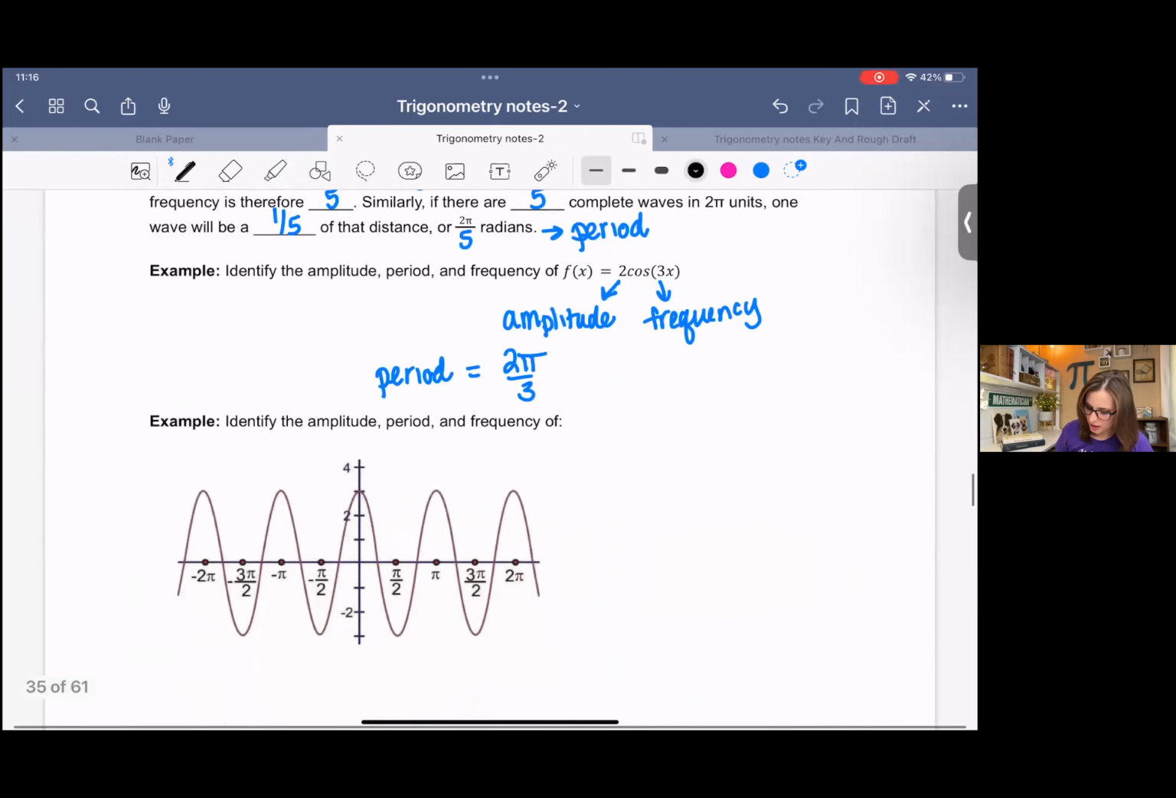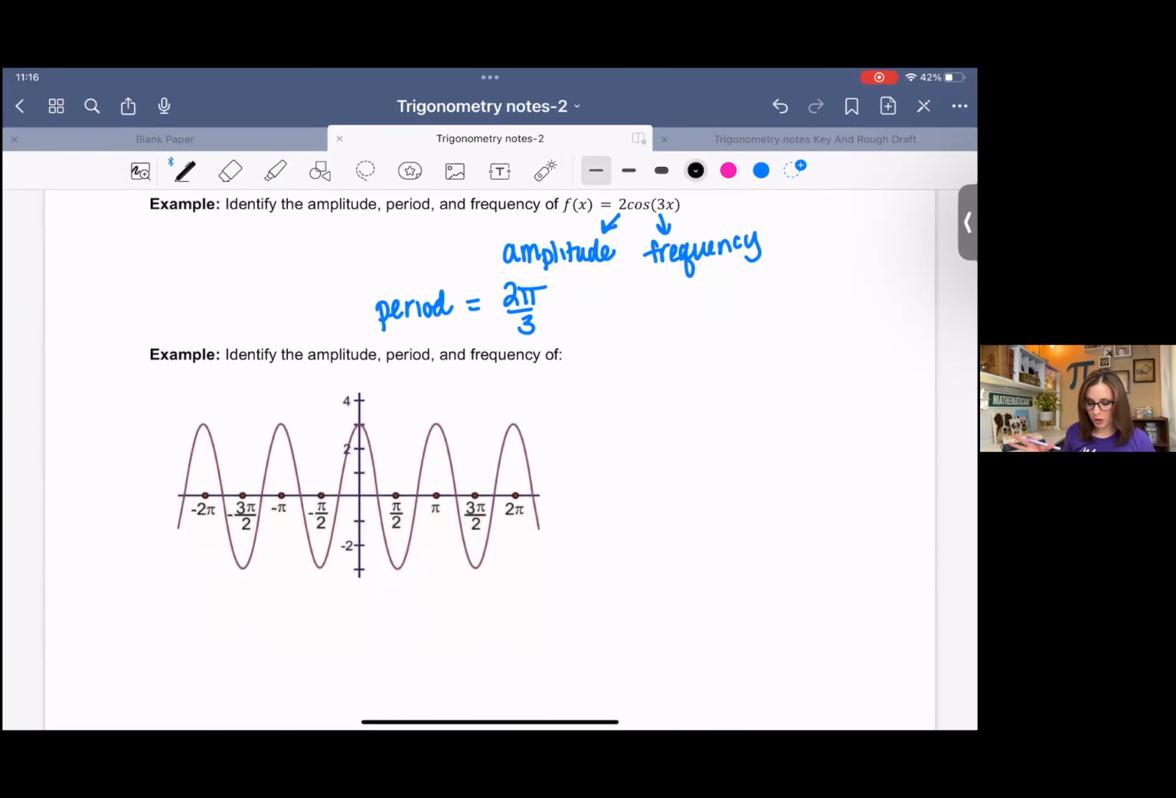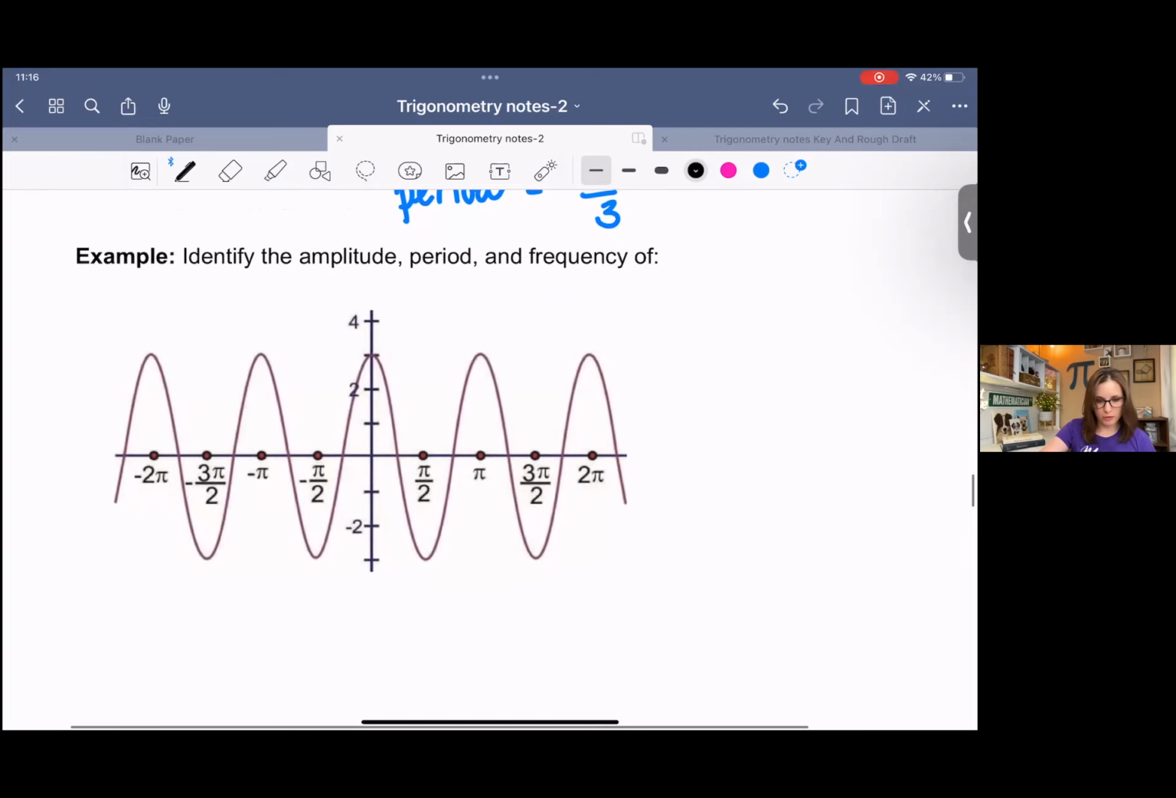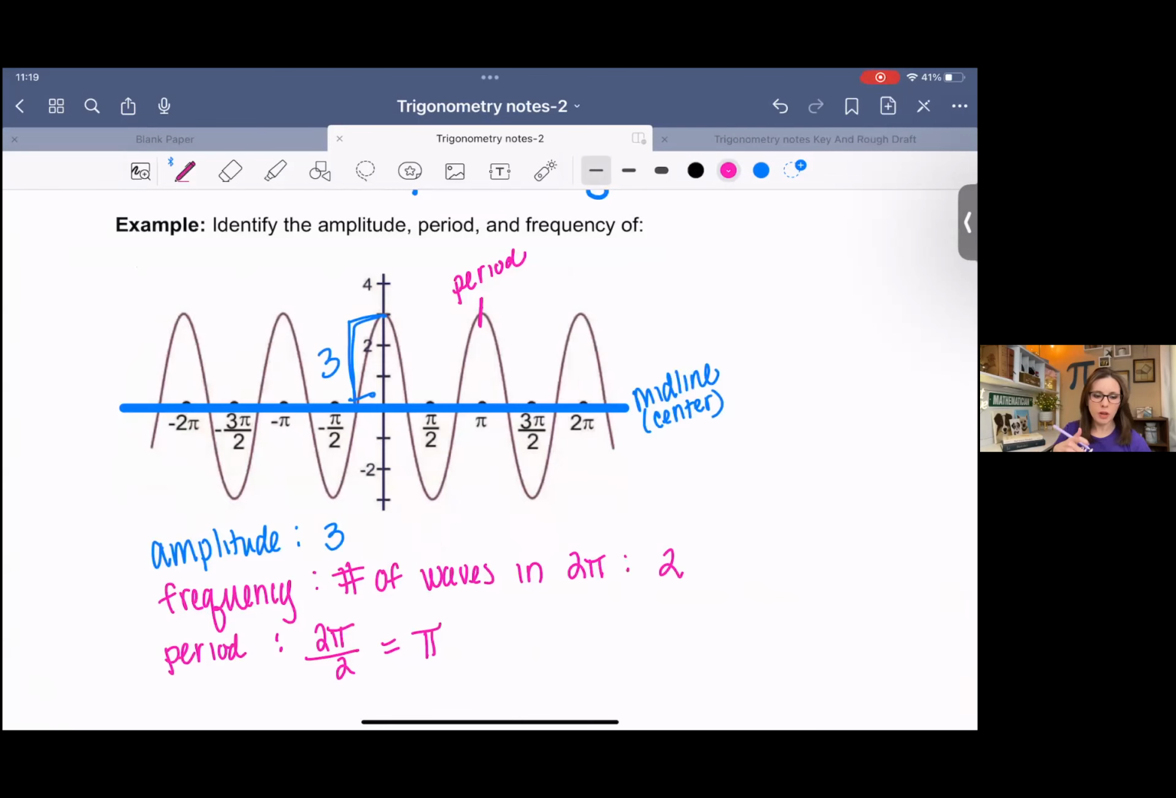We've got a picture of a graph, and we're going to identify the amplitude, period, and frequency of this graph. Pause it, try it, come back. For this one, or any one like this, it might help to figure out where your center, or your midline, is. So I did a really bold blue line there. That's the center. And then the amplitude is the height from the center. So from the center to the highest point on the graph, it goes up to 3. So amplitude is 3.